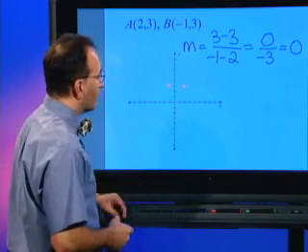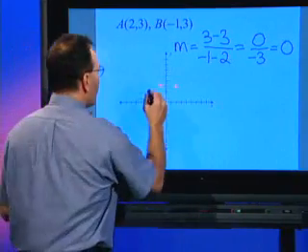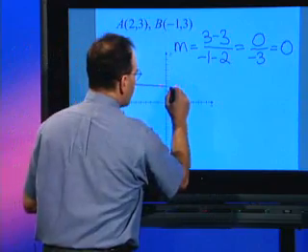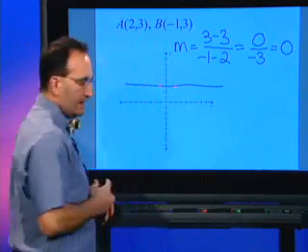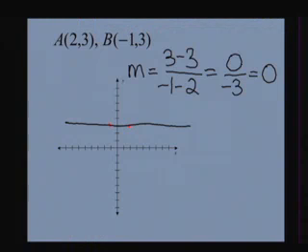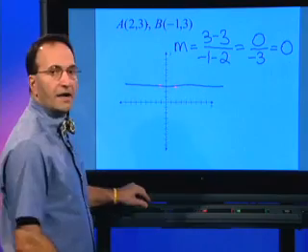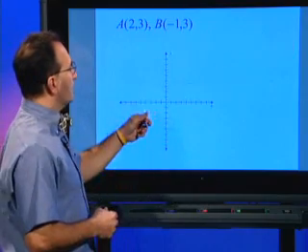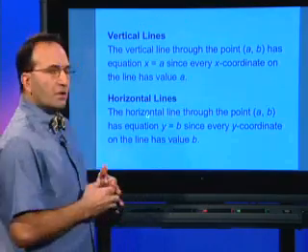So now let's draw the line that goes through these 2 points. And what we'll notice is that it is a horizontal line, which, of course, makes sense because we found our slope to be 0. All right, great. So now let's go on to vertical lines.